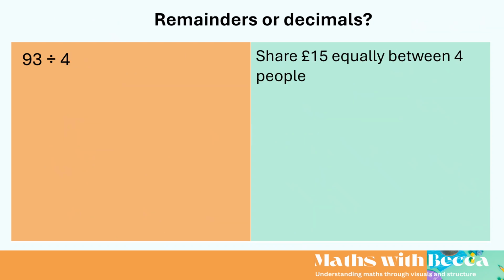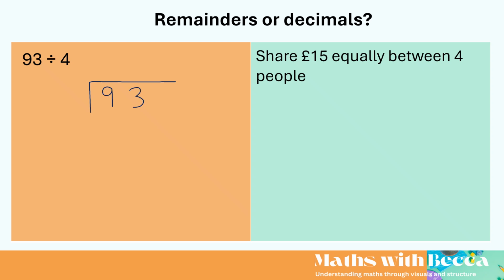Another kind of common question or decision to make when you're dividing is whether to use remainders or decimals. So let's have a look at how this works. This is when the number doesn't divide in exactly. So we've got 93 divided by 4. So let's set up good old bus stop for this one.